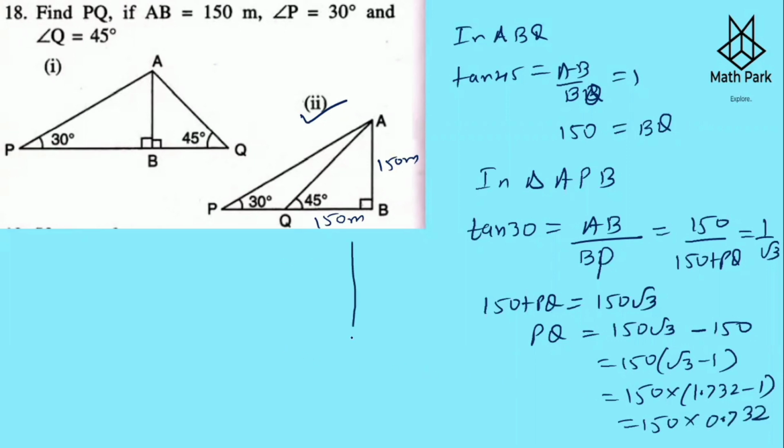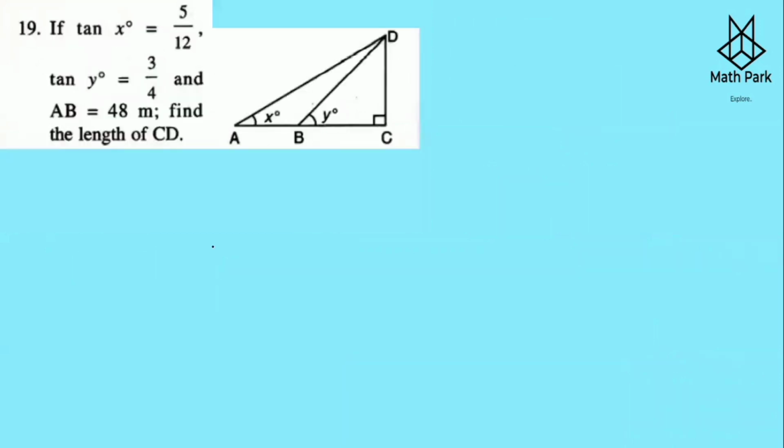So let us do this here. PQ is equal to 150 multiplied by 0.732. So you get PQ equal to 109.8 meters. Got it? Easy that. So we did question number 18. Moving to question number 19.